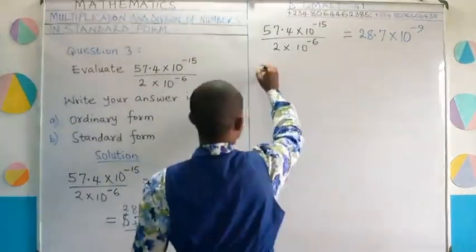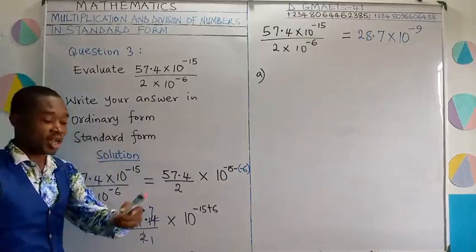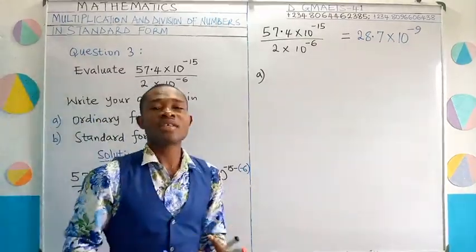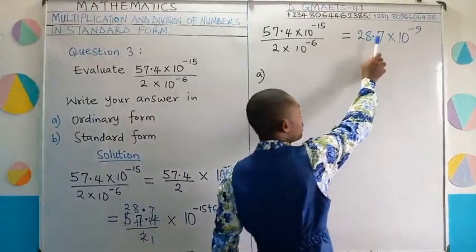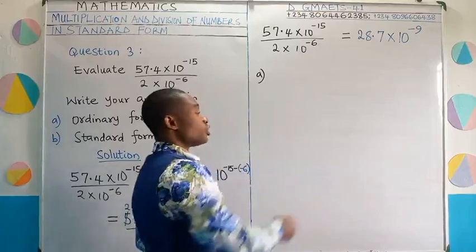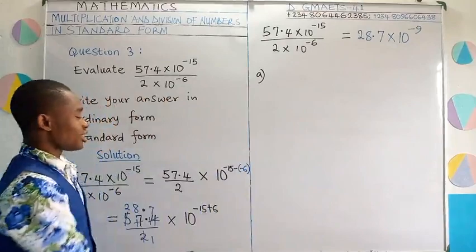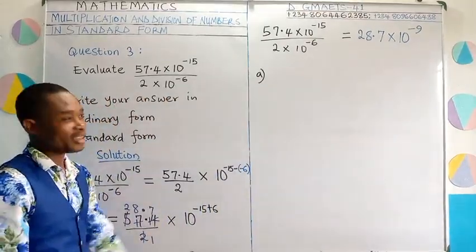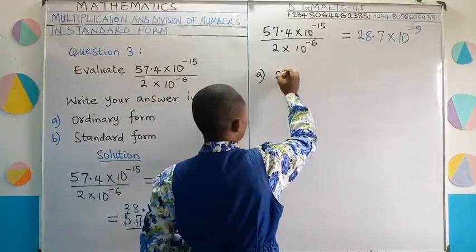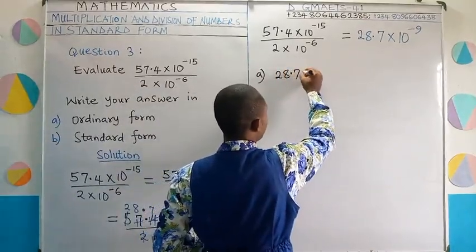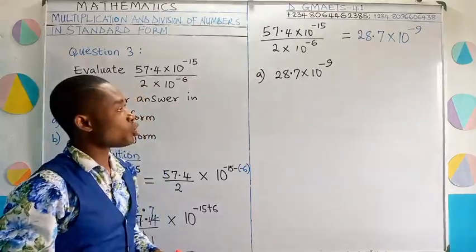Okay, so let's move on to the A part now. We're asked to write our answer in ordinary form. To get our answer in ordinary form, what do we do? Now we move on to the answer given to us, what we got here in standard form. We'll go to our answer here, then we'll start working from there. Don't go and start from the beginning again. Are you following? What we have there is 28.7 times 10 to the power of minus 9. This is what we have here. So what do we do there?